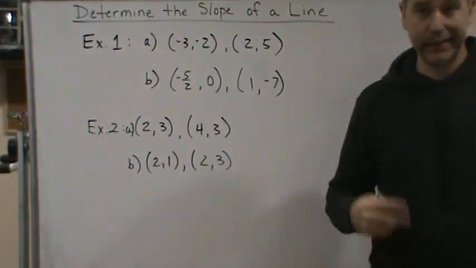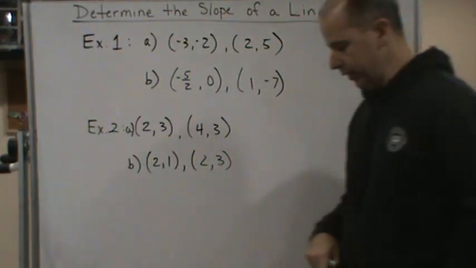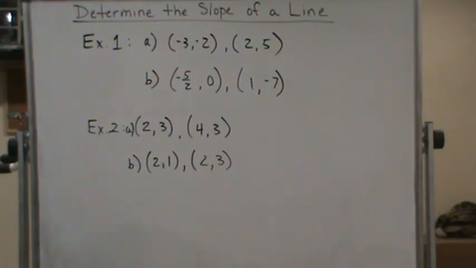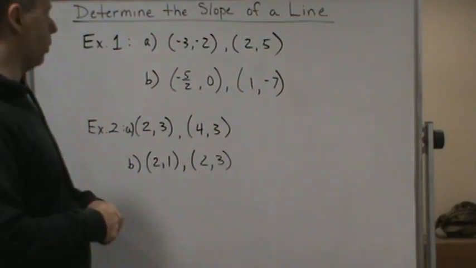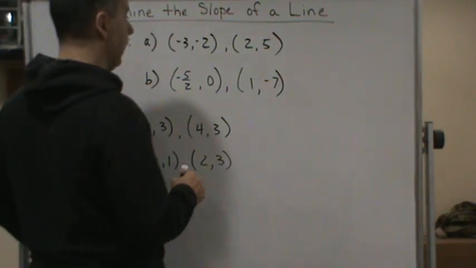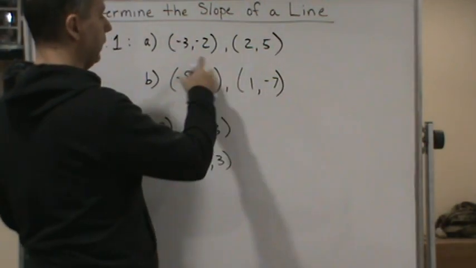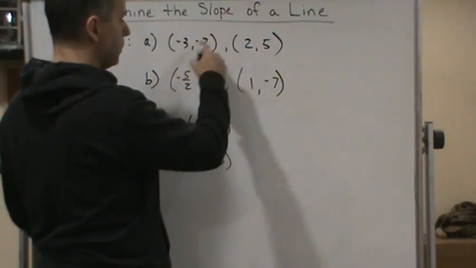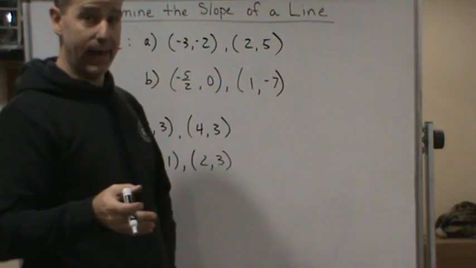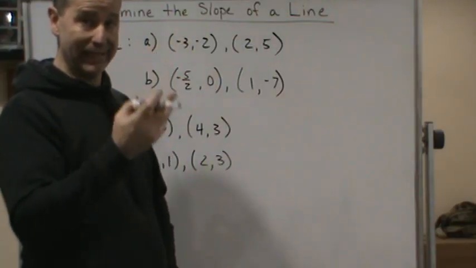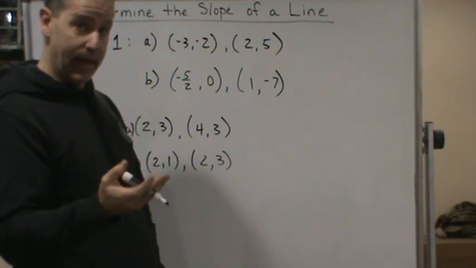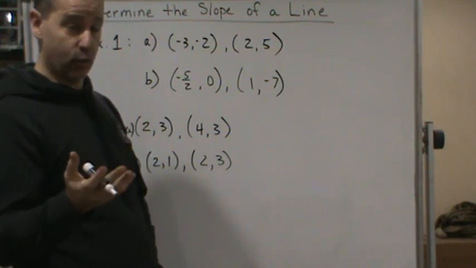Now let's do a couple of examples. What we're going to do is calculate the slope for each one of these points and then talk about it. So let's do the first example. All we're going to do is apply the slope formula to each point. It doesn't matter which point you start with or which point is the first point and which is the second point, as long as you do the subtraction in the numerator the same way that you do the subtraction in the denominator, you'll get the correct answer.